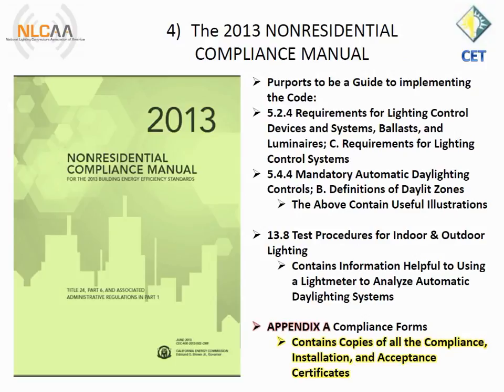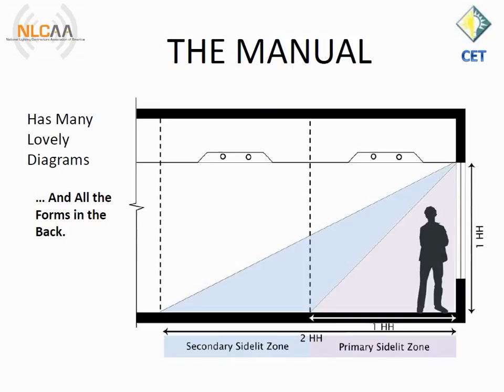The Non-Residential Compliance Manual is not the law. It is not code. It is merely meant to be helpful advice to you, and in some cases, not so helpful. All the drawings concerning daylighting are correct. Also, all the compliance forms, that is, certificates of compliance, certificates of installation, certificates of acceptance, these are all in Appendix A in the back of the manual, and that's what makes the Non-Residential Compliance Manual very important.